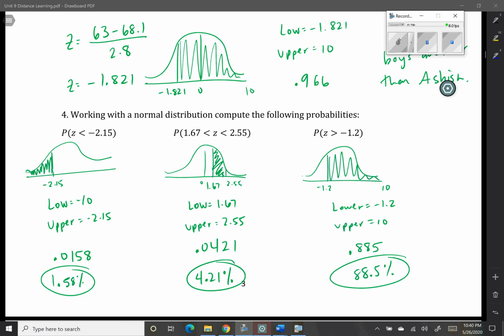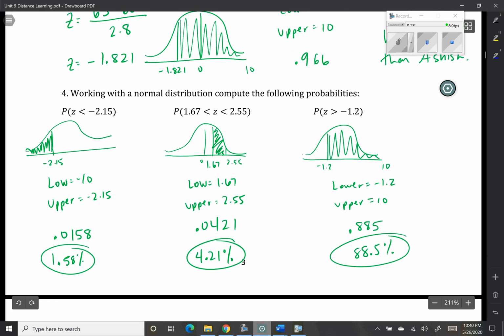All right, so let's see how you did. For the first one, I got a proportion of 0.0158, which converts to 1.58% chance of happening. The second one, I got 0.0421, which converts to a 4.21% chance of happening. And for the last one, I got 0.885 as my proportion of data, which converts to an 88.5% chance of happening. So again, this number we're getting in my calculator is the proportion of data. We can convert it to a percent to determine the percent chance that our data falls within that section of the bell curve.